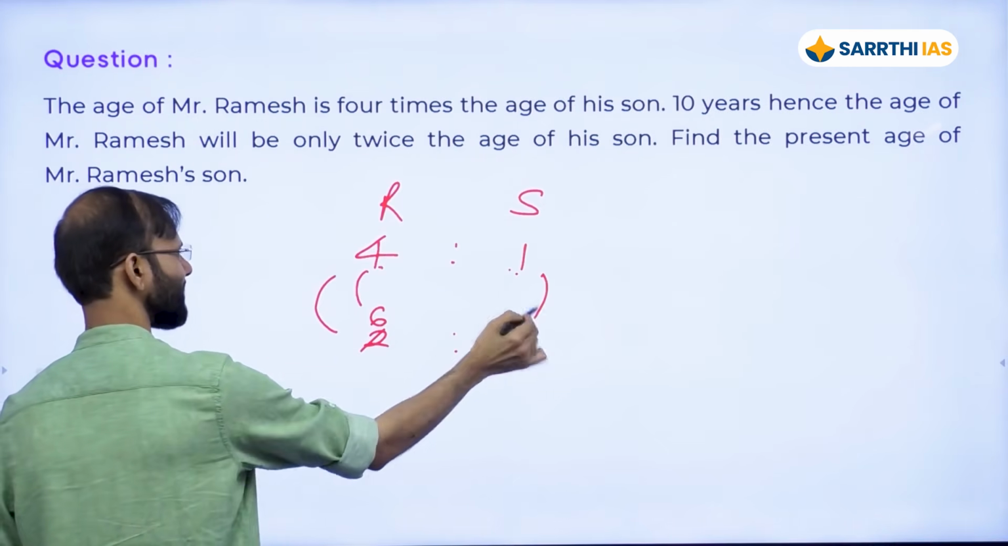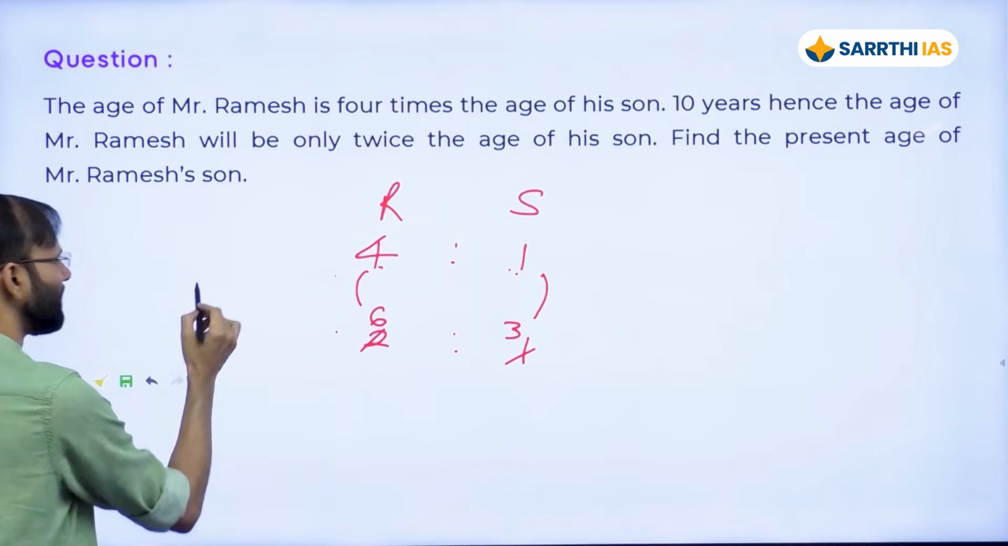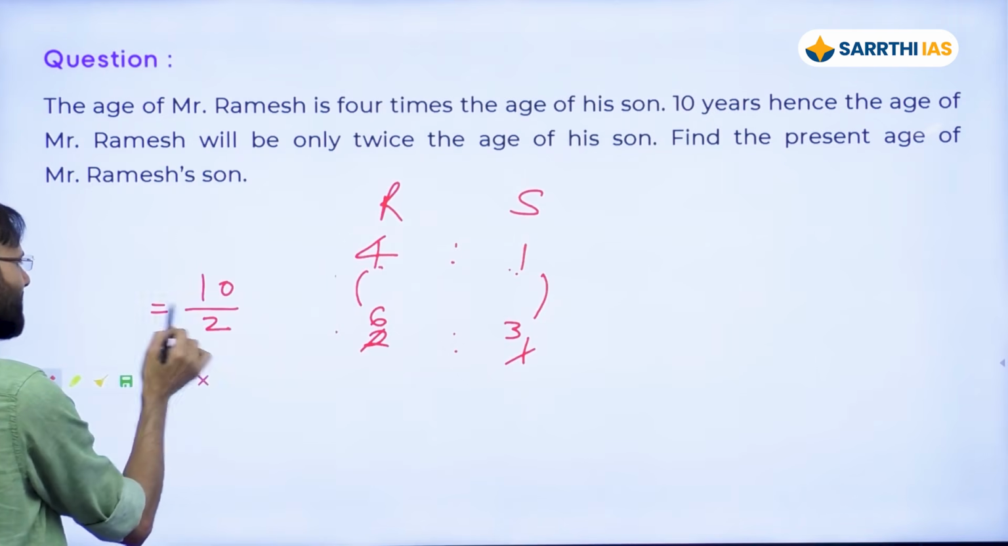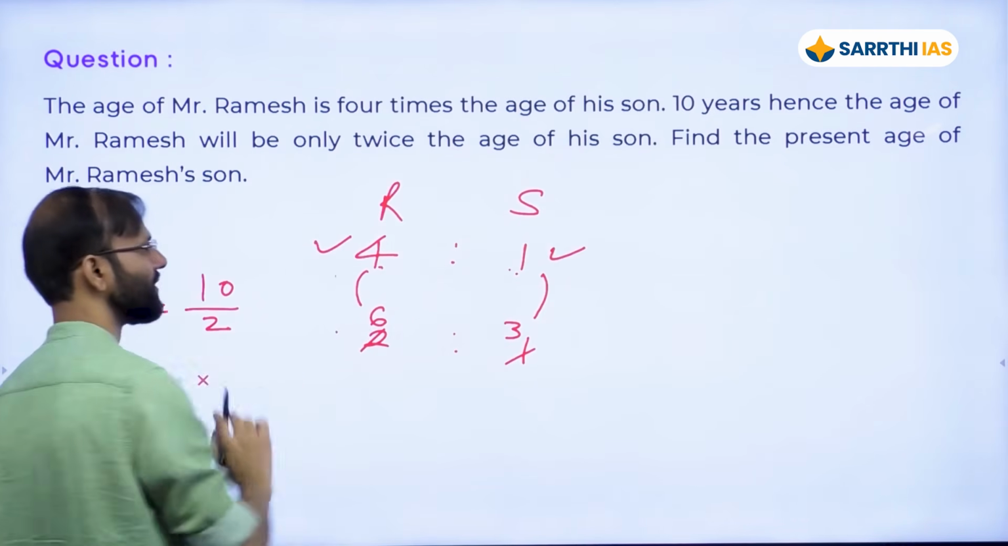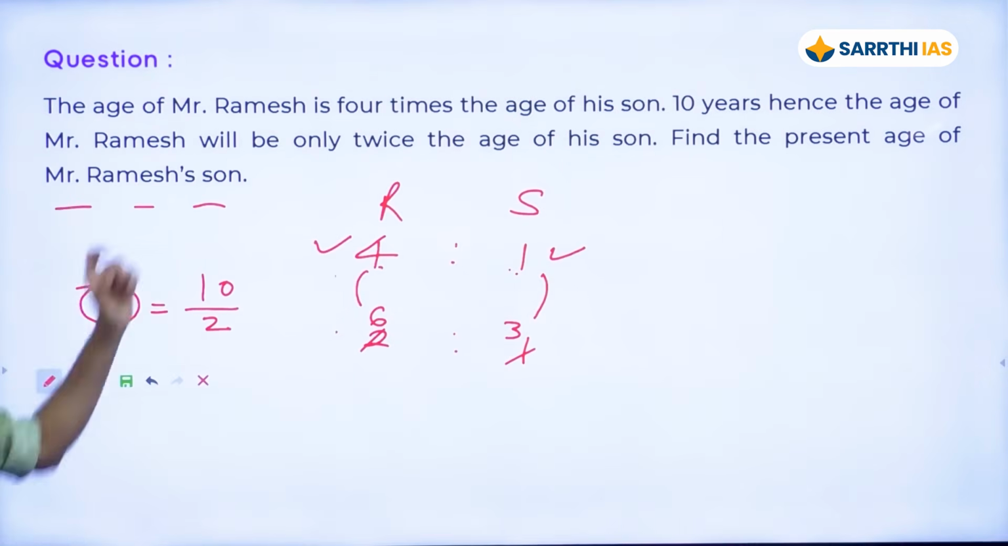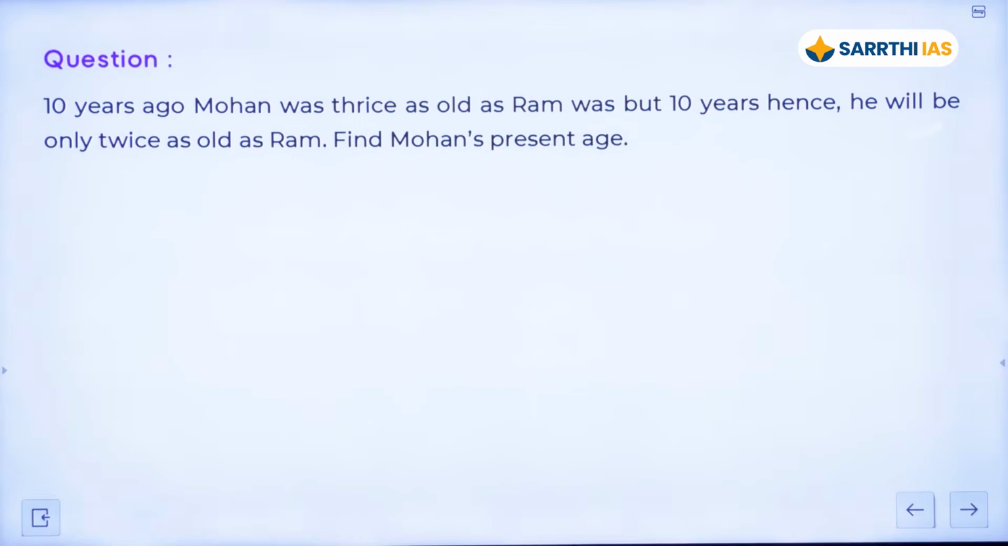So guys, this is what? This is the difference of 2 in how many years? 10 years. 10 divided by 2, the interval size is 5 years, correct? So 5 into 4, 5 into 1. Question is, the answer, I mean the Ramesh ka son ka age, ठीक है? Okay. Guys, I'm getting one answer as 40 and another as 50.